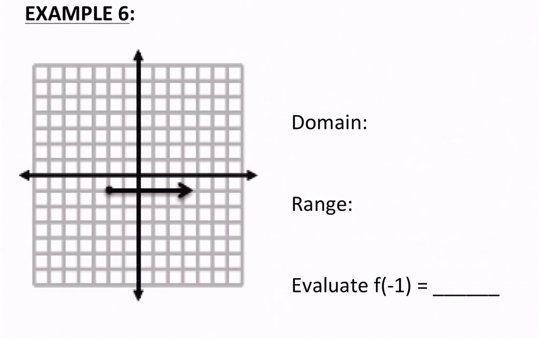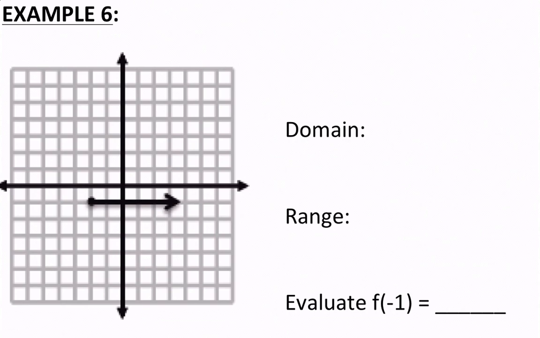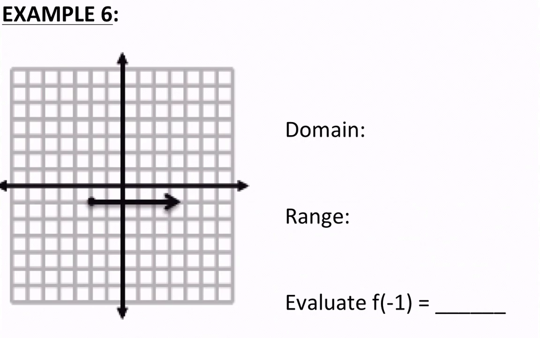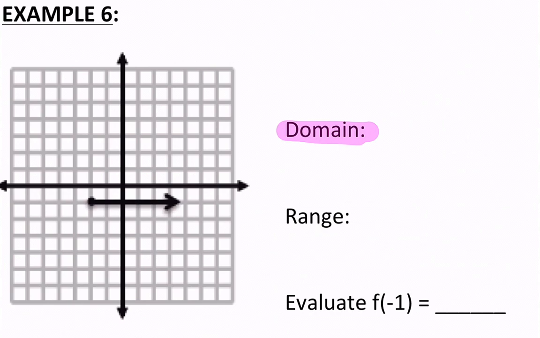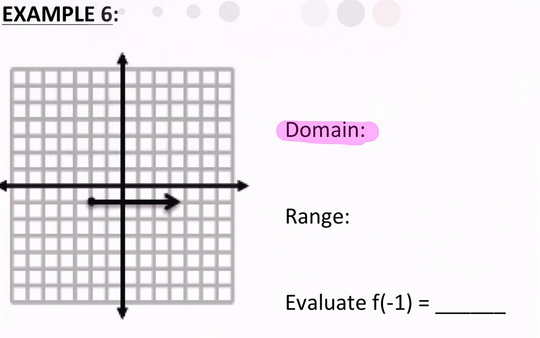All right, example 6. Domain. For domain, we use the x's, so we're going to use this axis to get our numbers from. Remember, domain is x's, and that's left and right. We always go from the left to the right.